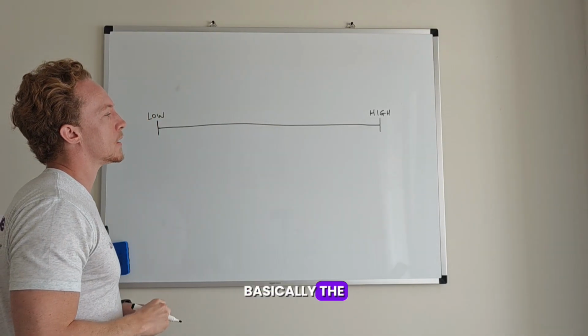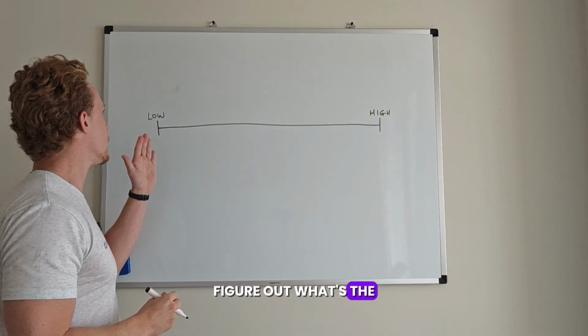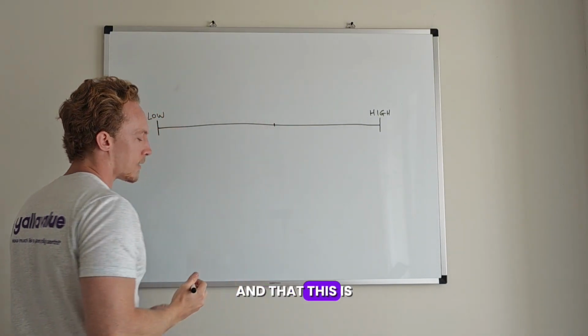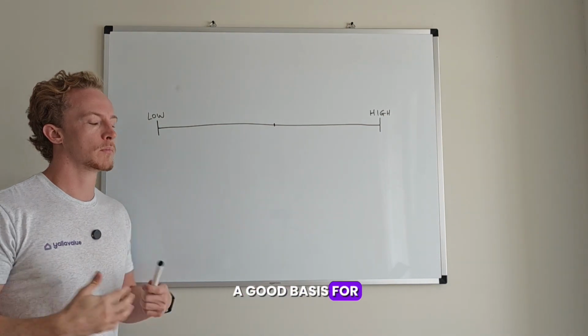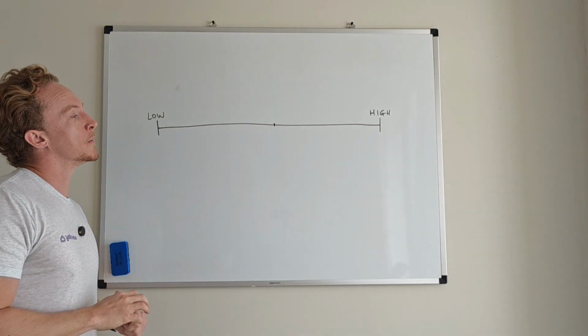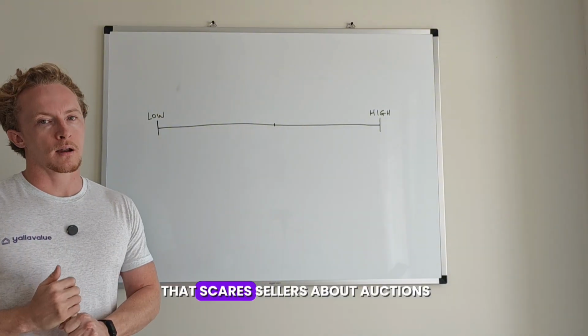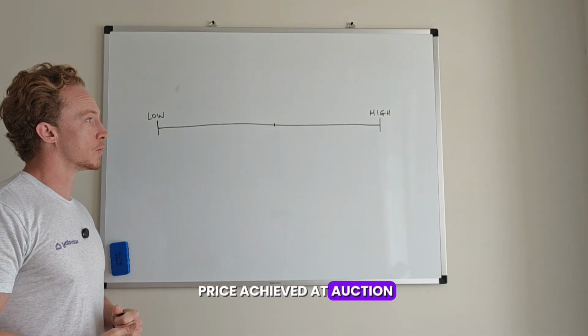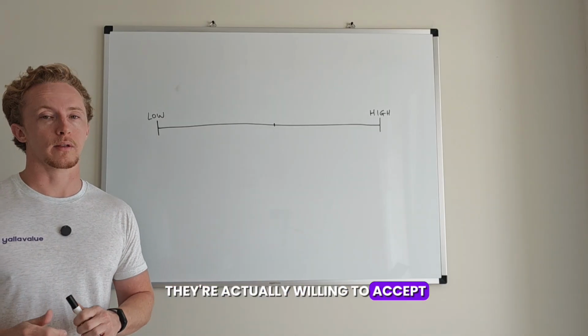Basically the idea is that you figure out what's the low end of the range, what's the high end, and then what's in the middle. And this is a good basis for the auction to proceed. One of the things that scares sellers about auctions is that the final price achieved at auction will be less than they're actually willing to accept.